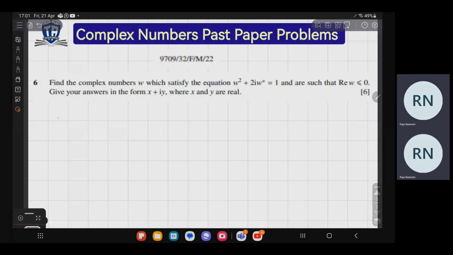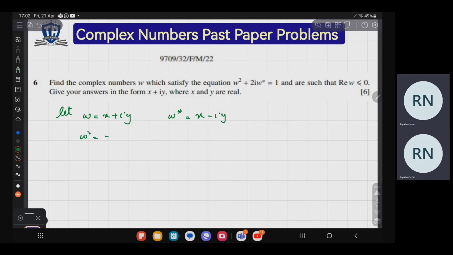Okay, let's start. We suppose that the complex number w is equal to x plus iy. Look at the equation. This equation involves w squared, so we need to take the square of w separately, and w conjugate. You just change the sign of i, so this becomes w conjugate.